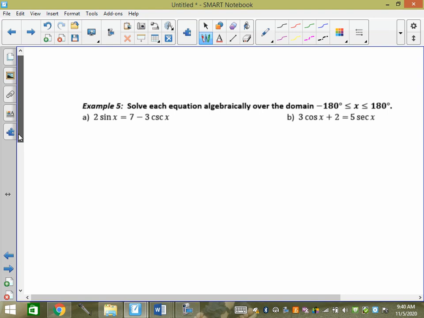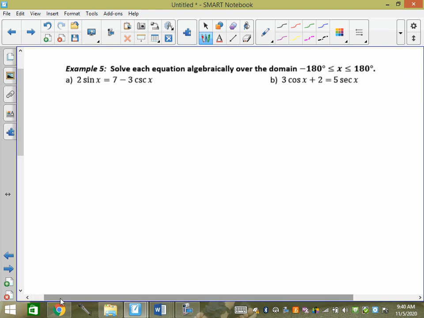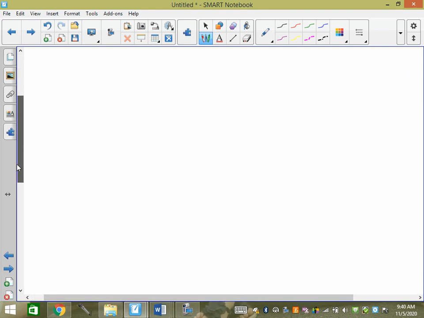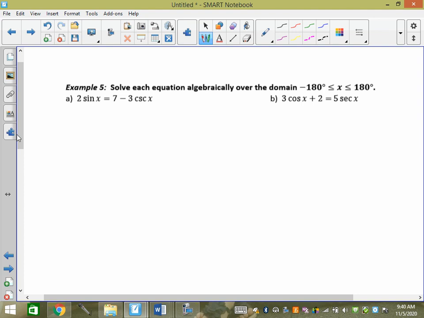Okay. It should be my last one, isn't it? Yeah. Okay. So 2 sin x = 7 - 3 csc x. I can't use Pythagorean theorem identities, I don't have squared. I can't use any of the sin 2x or cos 2x identities. What's the only thing I could change here? Cosecant to 1 over sine. So I'm going to get 2 sin x = 7 - 3 times 1 over sin x.